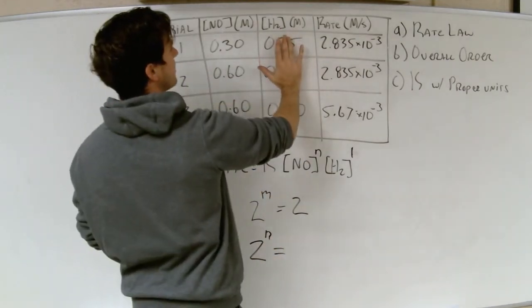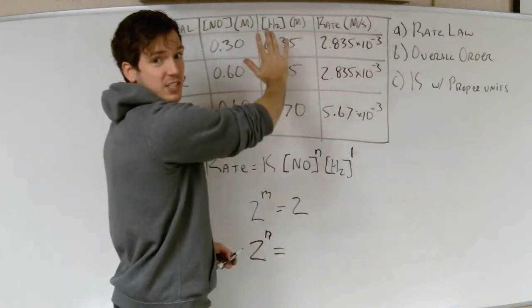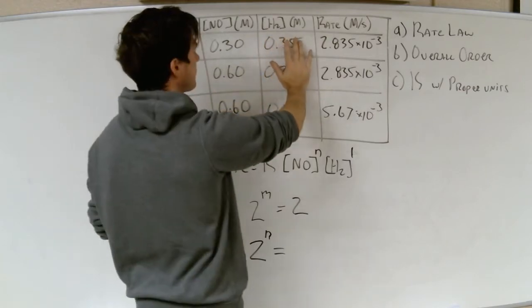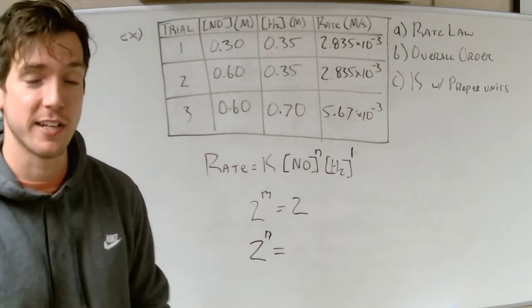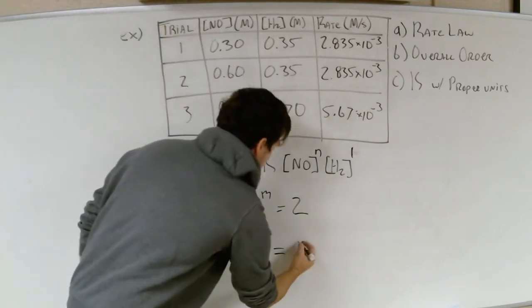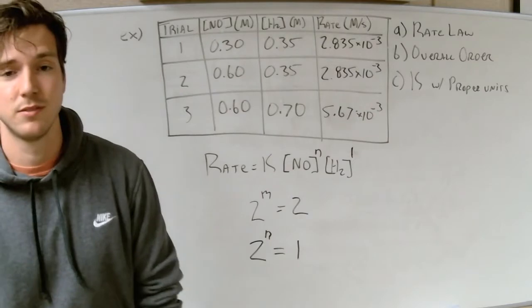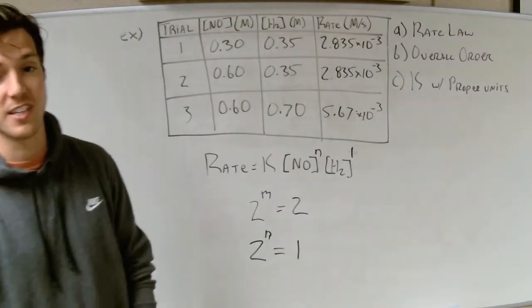But then we go ahead and we look at the rate. Did the rate change at all? I'm looking at this and they look the exact same, so the rate did not change. So it just was 1, right? The rate didn't change at all, so we're just going to say that as 1.